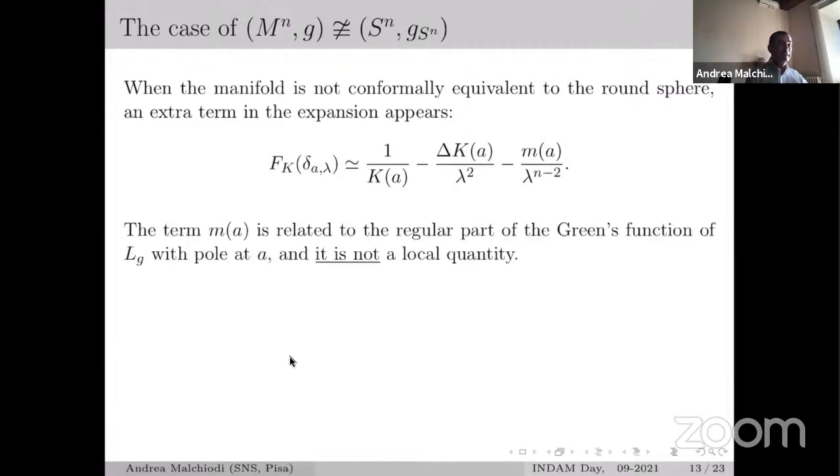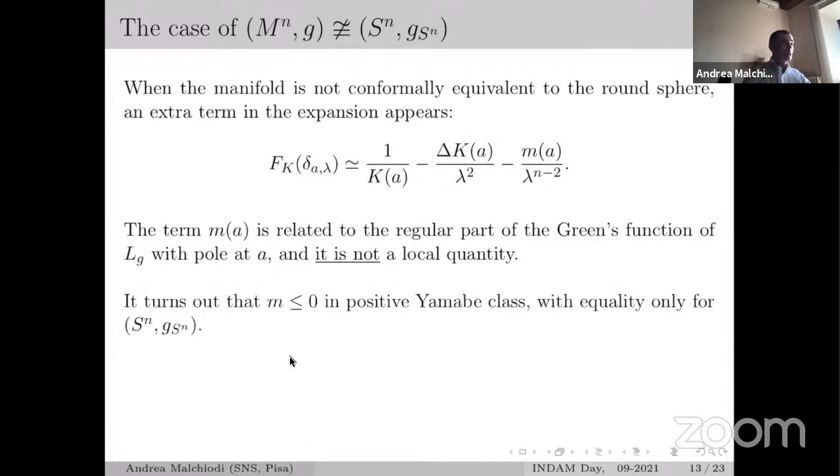This term is related to the regular part of the Green's function of the conformal Laplacian with pole at the point A. And this is not a local quantity. If you are expert about Green's functions, there is a function called the Robin function, which is the regular part of the Green's function. That is hard to understand because it is not a local quantity. While the main term in the expansion of the Green's function has a sort of universal behavior, understanding the next order terms is a very difficult problem.